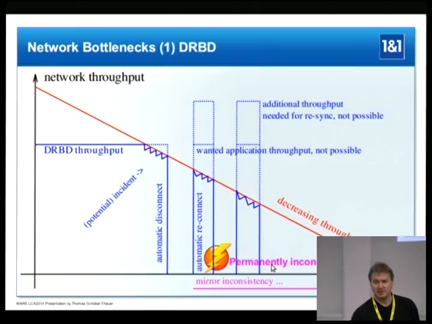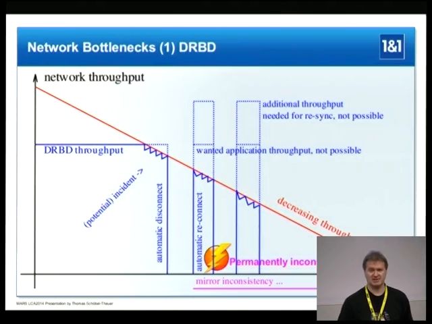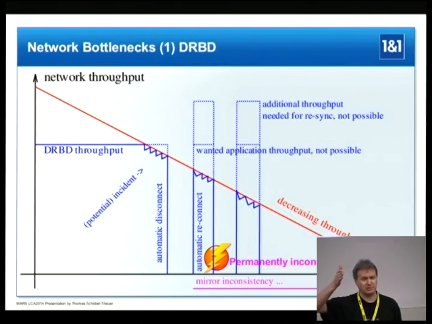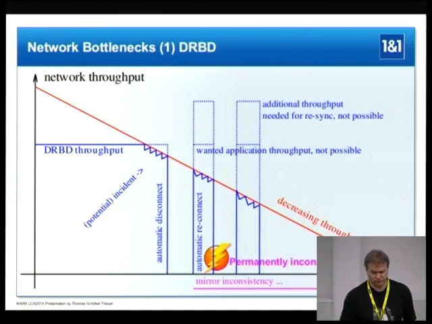Okay? DRBD is not constructed for that case. If you have a crossover cable, it will not happen. Why? Because the crossover cable is no network bottleneck. It either works or not. And DRBD also has binary connect and disconnect behavior, and this binary behavior is just the right thing for a crossover cable.